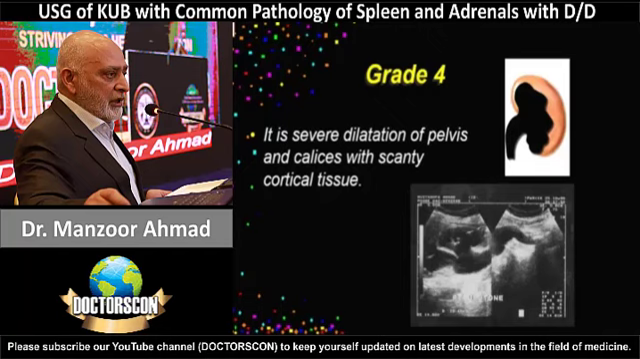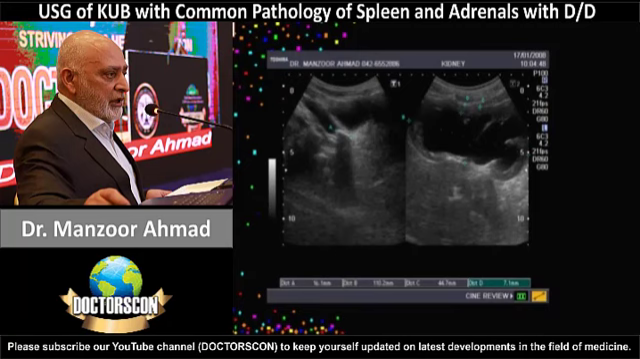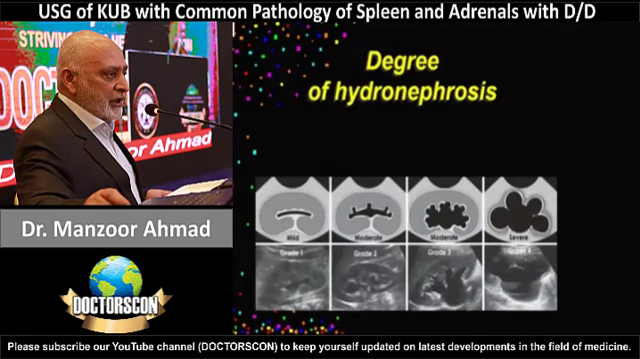If we label, this is again grade 4 hydronephrosis. And if we say it as a degree, grade 1 is mild hydronephrosis, grade 2 and 3 are labeled as moderate, and grade 4 is marked or severe hydronephrosis.